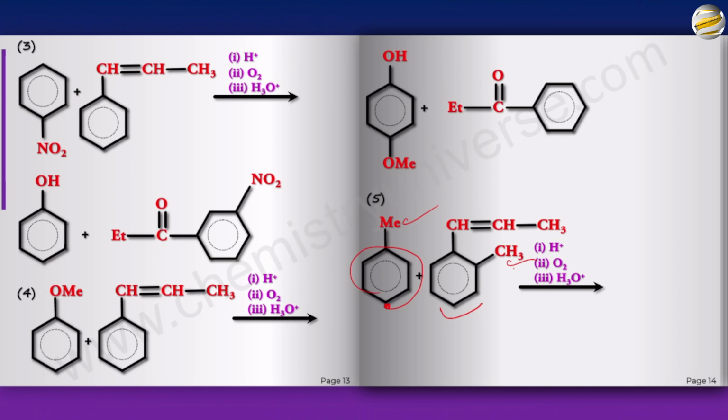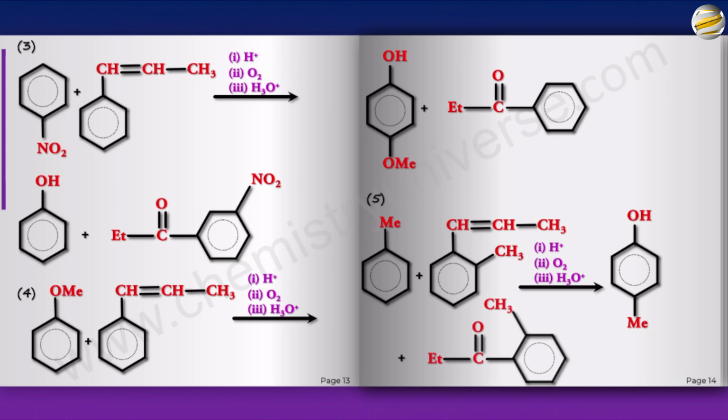Remember, shifting also depends on steric hindrance. Besides electron density, it also depends on steric hindrance. More hindrance will make it shift less. So this is the one that will shift, the one in which it is attached para. So it is the para carbon that becomes the phenol, and this part becomes the ketone.